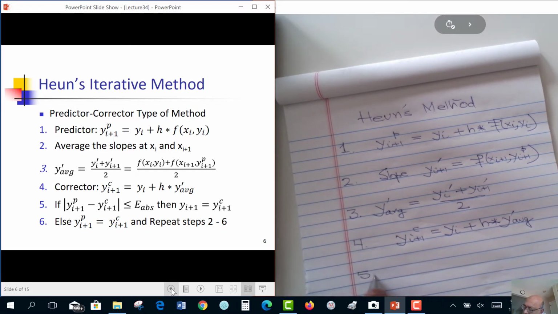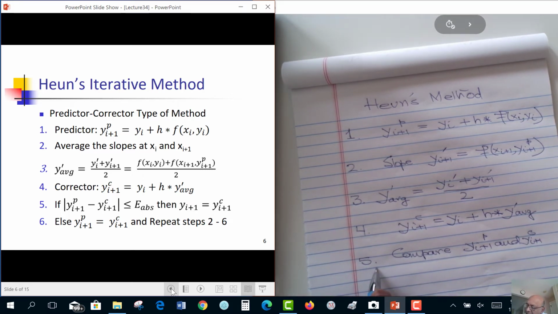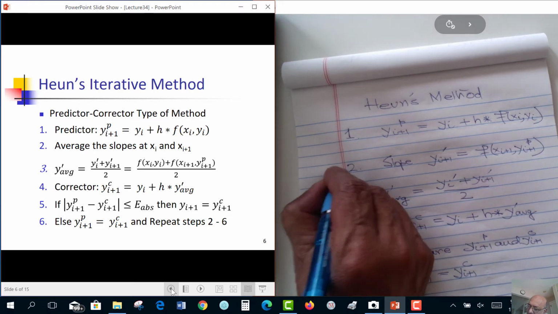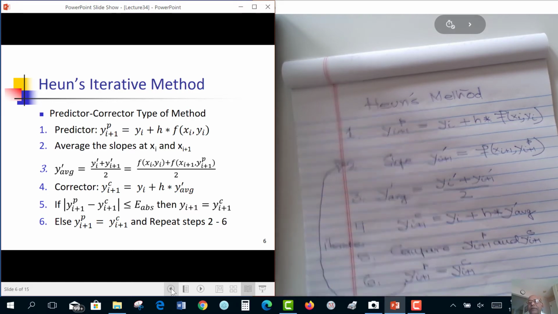And then we compare this predicted value and corrected value, to however many digits we need to match. If we don't get it, then we say this y_i+1 predicted value, the new value, is this corrected value, and we keep repeating. So we iterate if we don't converge.